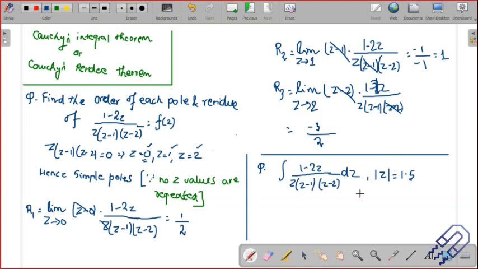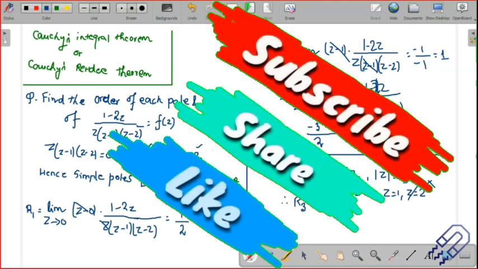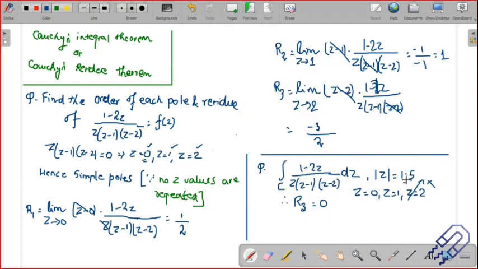Now if you look into the previous problem, here also z can be 0, z can be 1, and z can be 2. This won't be included because the contour is 1.5 and this is 2, so it doesn't need to be included. So R3 in this particular case will be 0, because this doesn't lie within the contour modulus of z equal to 1.5. This is a must. If this is not mentioned, you can do it for all, but if it is mentioned, you have to check whether it lies inside or not.